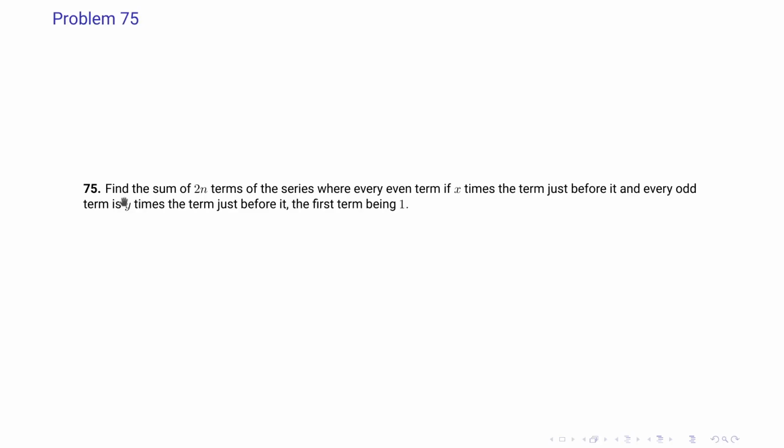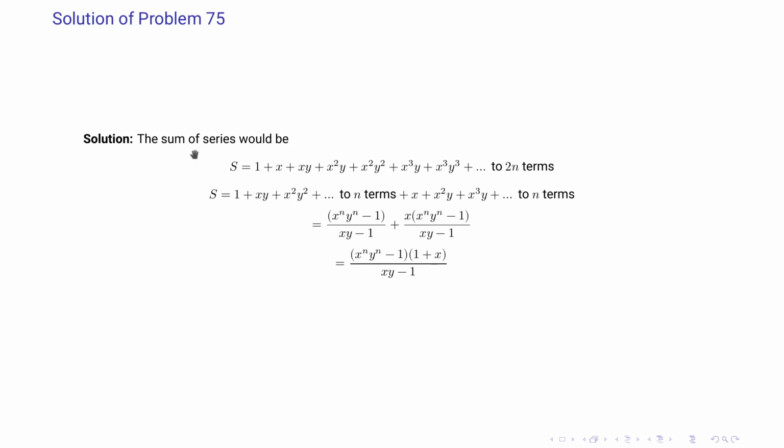Problem 75 says that find the sum of 2n terms of the series where every even term is x times the term just before it and every odd term is y times the term just before it, the first term being 1. So the series would be 1 plus x, then xy, because the even term is x times the previous term and the odd term is y times the previous term. And then again even term x times and then odd term y times and so on.